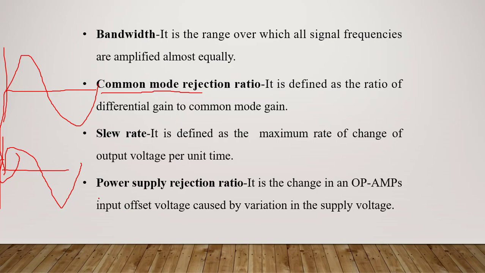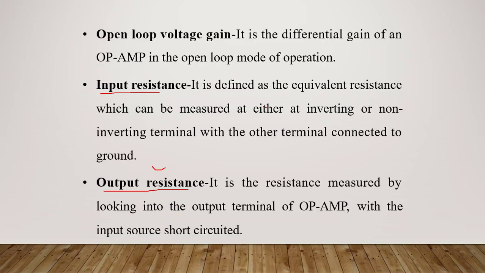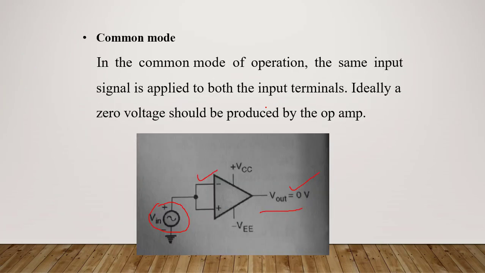Okay, another one is called power supply rejection ratio. It is actually the change in the op amp input offset voltage caused by variation in the supply voltage. Actually, this is a very important one. What does input offset voltage mean? Once you apply common mode, previously I told you V0 should be 0. Yes or no? Here in common mode, V0 should be 0. But practically, when you apply common mode, V0 is not equal to 0. We get some 2 millivolt or 0.2 millivolt, something like that, a very, very small voltage.